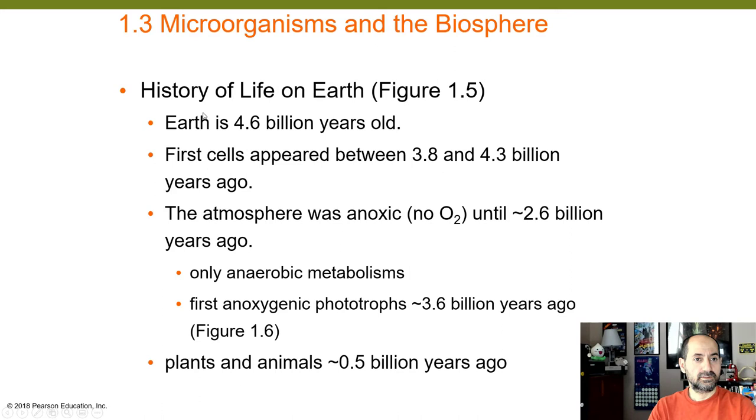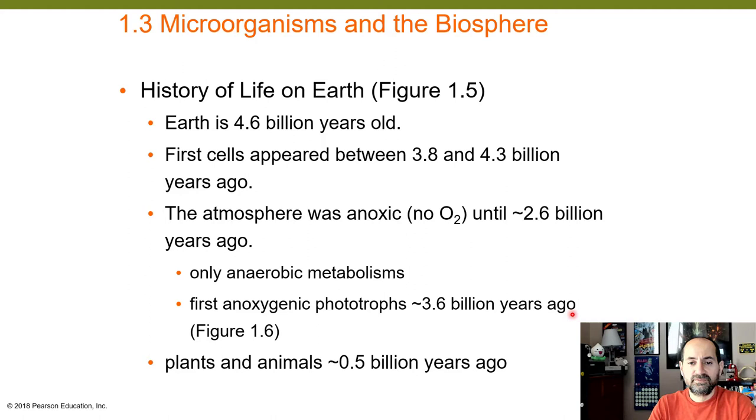Now, a little bit about the history of life on Earth and the importance of microorganisms during that stretch of history. The Earth is 4.6 billion years old, and the first cells, which would have been prokaryotic cells, appeared about 3.8 to 4.3 billion years ago. Remember I had mentioned that the atmosphere was anoxic, so no oxygen in the environment, but it was due to these anaerobic bacteria that over time life expanded in the absence of oxygen, and the first anoxygenic phototrophs, these are photosynthetic bacteria, came about 3.6 billion years ago.